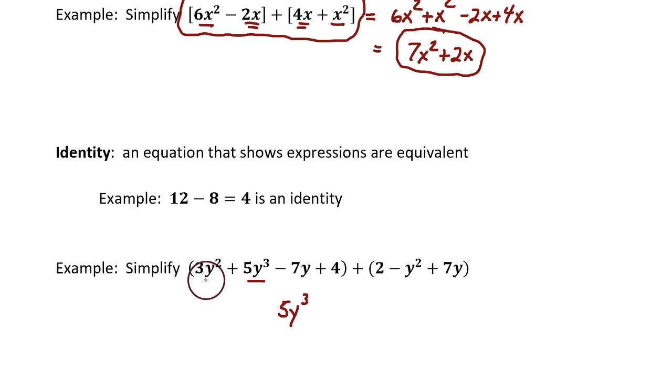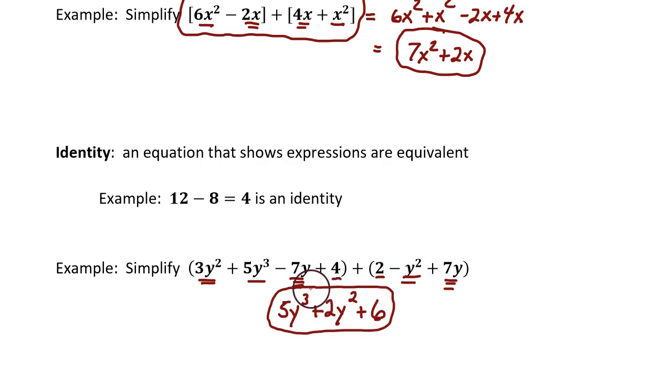Now I'm going to look for y squared terms. 3y squared, and later plus negative y squared. A 3 and a negative 1 combines to a positive 2, y squared. Now the y terms. Negative 7y, and later positive 7y. Negative 7 and plus 7 makes 0, so we don't need to write a y term at all in the answer. And now the constant terms, 4 plus 2. That makes positive 6. So this polynomial is the simplified version of the original one.